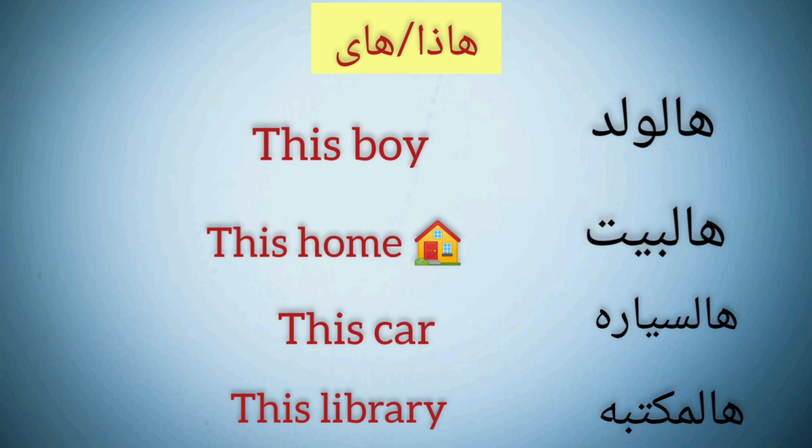As you see, هذا and هاي, you can sometimes synthesize or amalgamate them with other nouns or words. For example, instead of saying هذا الولد, you can say هل ولد. Or instead of saying هذا البيت, you can say هالبيت. Or instead of saying هاي السيارة, because السيارة is feminine, then we have to use feminine pronouns. And instead of saying هاي السيارة, we can say هالسيارة or هالمكتبة.